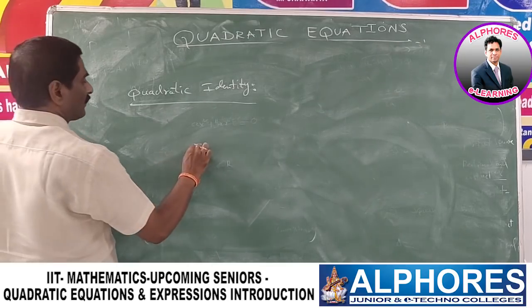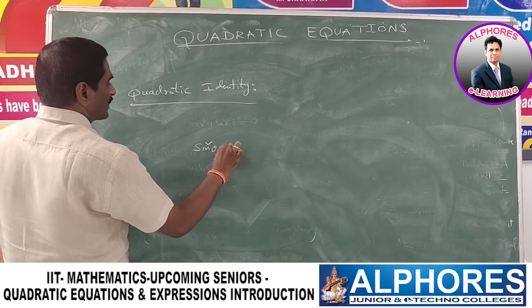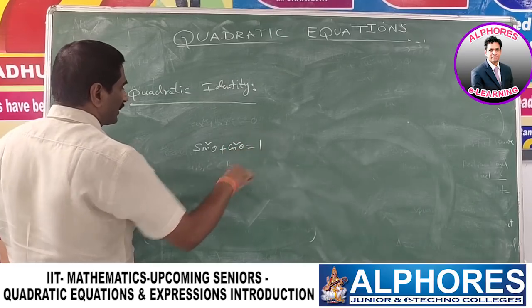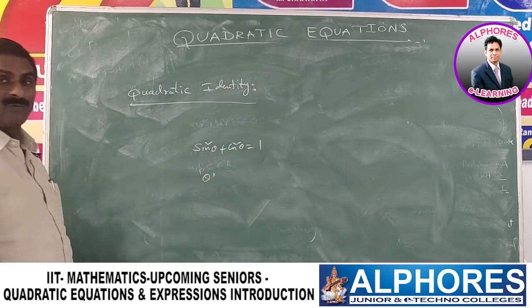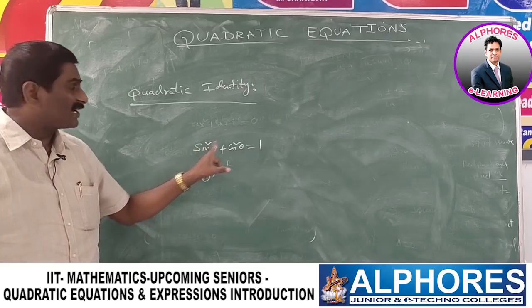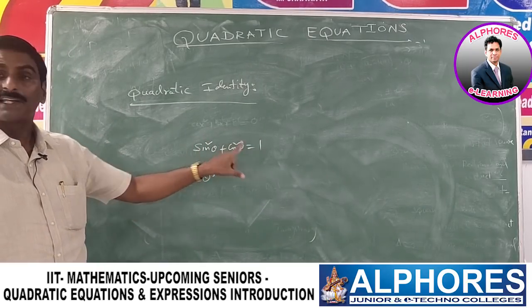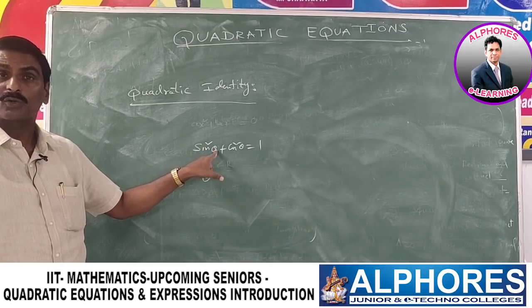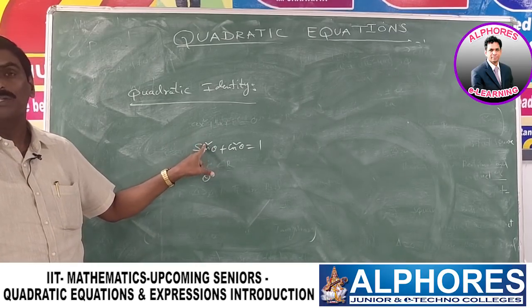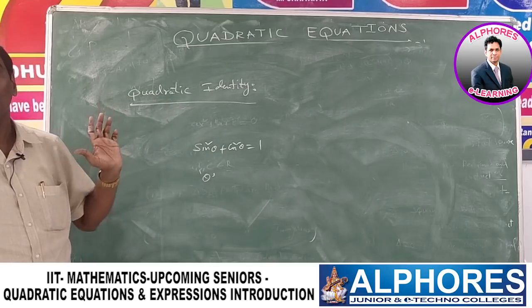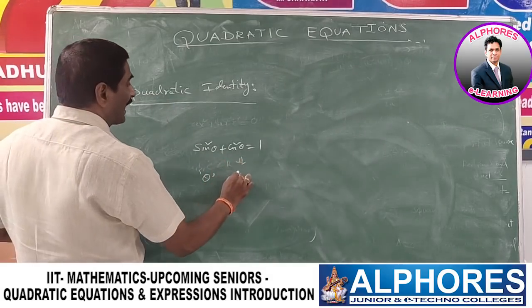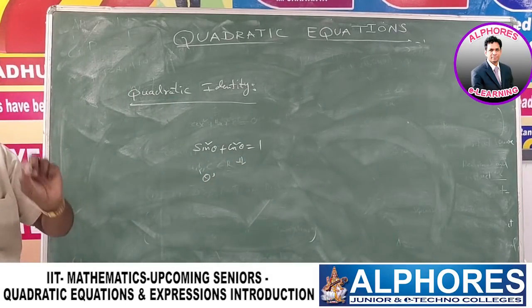Suppose sin square theta plus cos square theta is equal to 1. Here the variable is theta. For different values of theta, it is true. At theta equal to 0, it is true. Theta equal to 1, it is true. Theta equal to 30 degrees, it is true. Theta equal to 40 degrees, it is true. For every value of theta it is true, so it is said to be an identity.